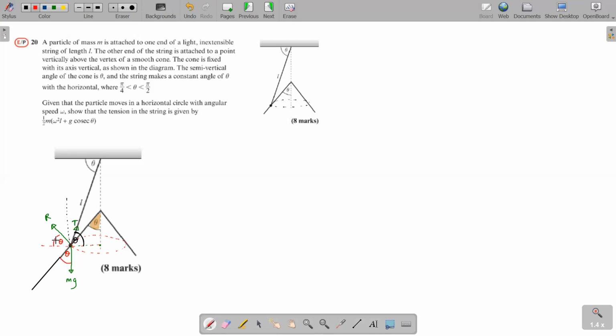It's time to apply vertical equilibrium and F equal ma towards the center. Applying vertical equilibrium, we have T sin theta acting upwards, plus R sin theta, since both of them are the sine ratio away from the angle. T sin theta plus R sin theta is equal to mg. This is the first equation. And the next one, we will apply F equal ma towards the center.